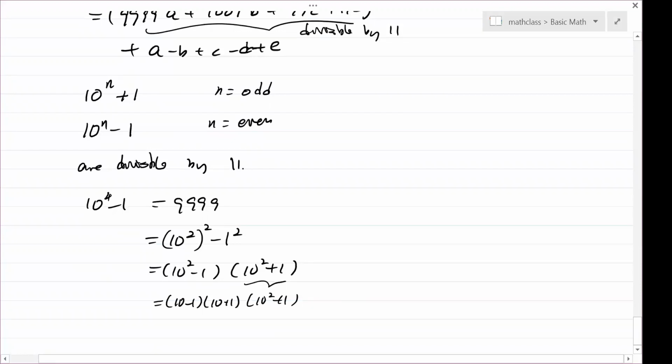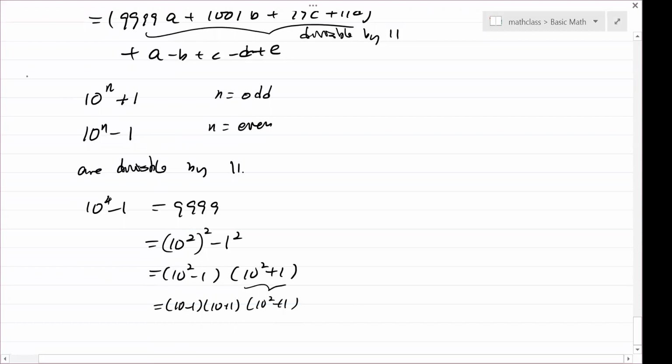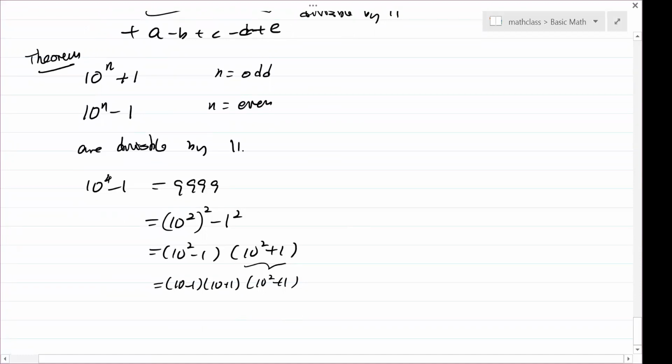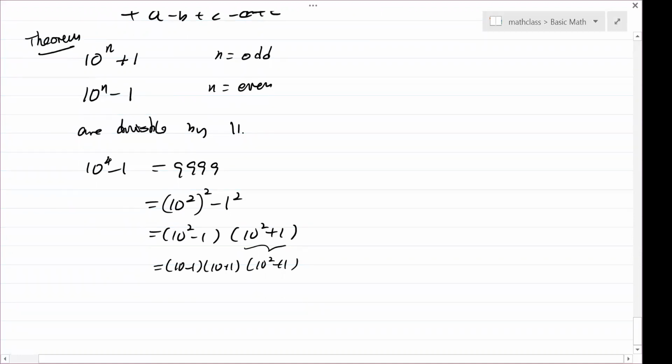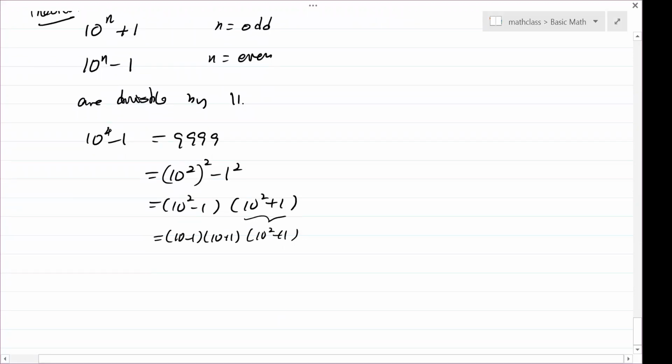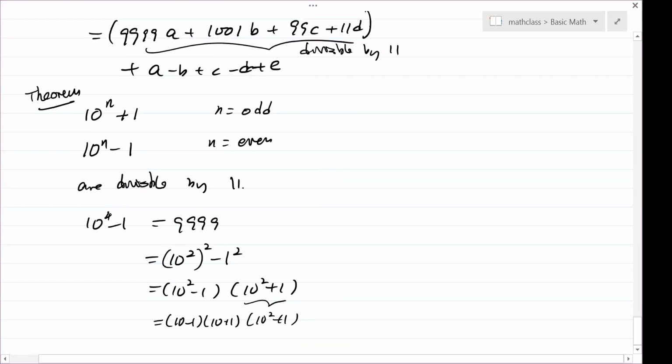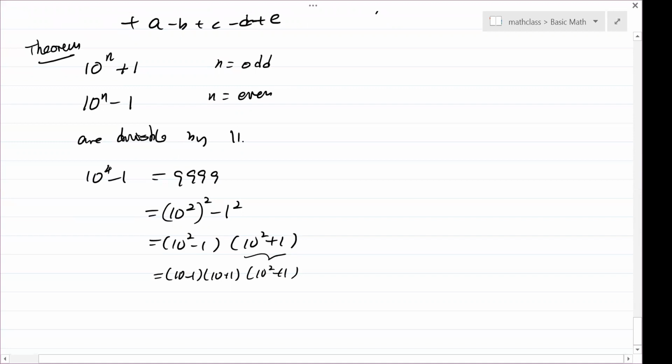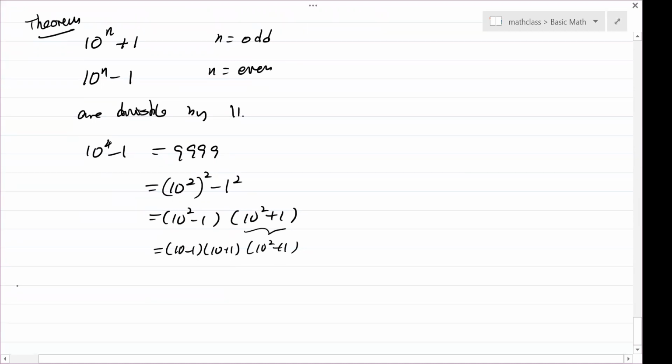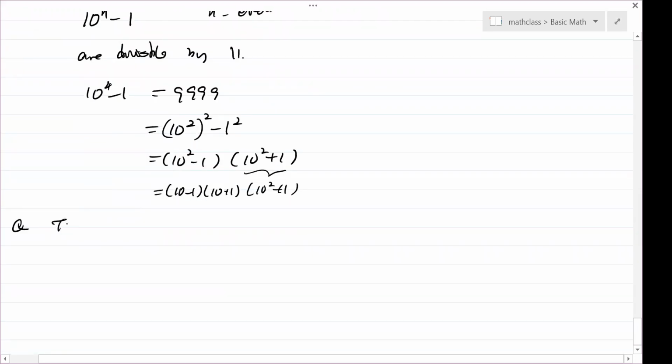Maybe you can find a way to prove this theorem. Only when this term is true can you show that in general, any integer is divisible by 11 if and only if the alternating sum is divisible by 11. Our next problem is: the number 10 factorial, how many zeros does it end with if expanded?